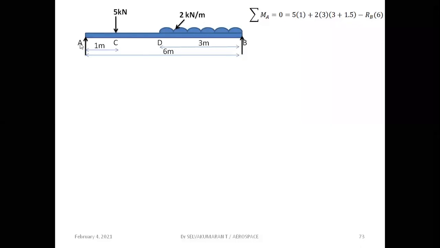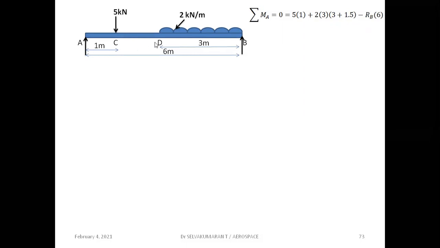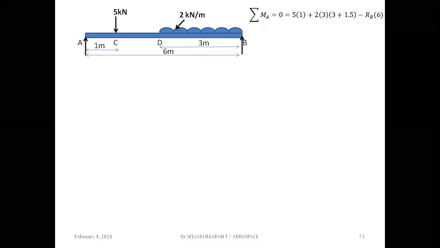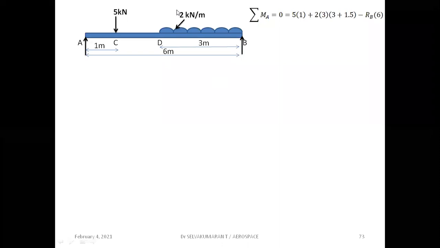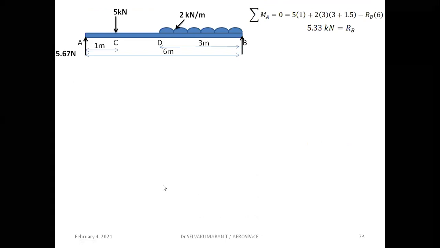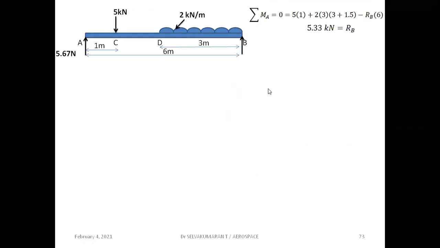So I'm taking moment with respect to A. 2 into 3 is 6 kilonewton acting at a distance of 3 plus 1.5, which is the moment arm. This gives a clockwise moment, positive with respect to reference point A, and RB into 6 gives an anti-clockwise moment, so negative with respect to A. So we get RB to be 5.33 kilonewton.